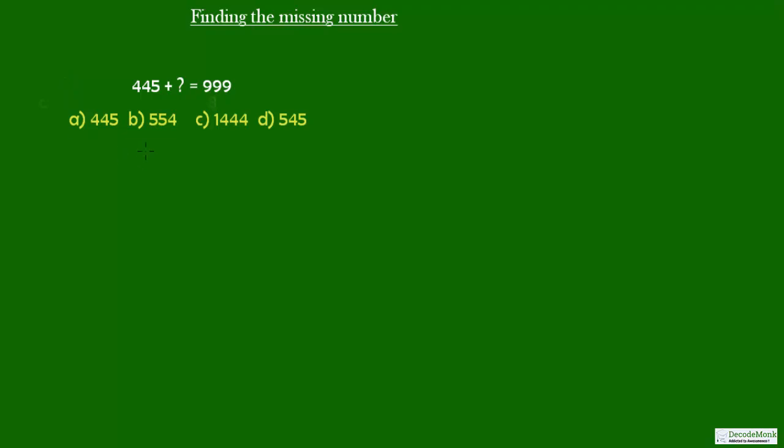Now consider this example where you are asked to find out the missing number. It says 445 plus question mark equal 999. Converting this to our usual way of representation, 445 plus, you can take any alphabet. Let us take y equal to 999. So 445 plus the missing number y equal to 999.